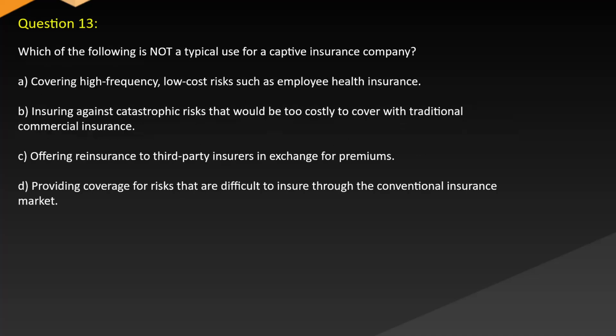Question 13. Which of the following is not a typical use for a captive insurance company? A. Covering high-frequency, low-cost risks such as employee health insurance. B. Insuring against catastrophic risks that would be too costly to cover with traditional commercial insurance. C. Offering reinsurance to third-party insurers in exchange for premiums. D. Providing coverage for risks that are difficult to insure through the conventional insurance market.